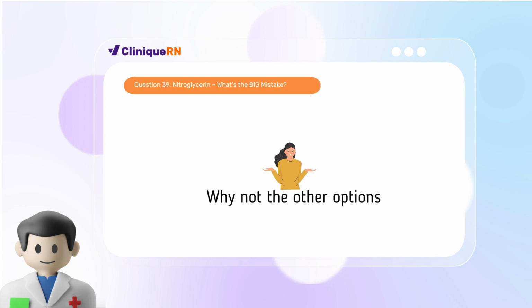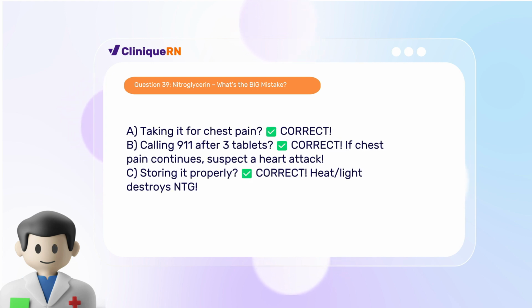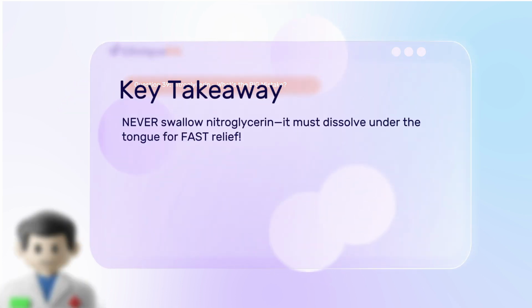Why not the other choices? A. Taking it for chest pain? Correct. B. Calling 911 after 3 tablets? Correct. If chest pain continues, suspect a heart attack. C. Storing it properly? Correct. Heat and light destroy NTG. Key takeaway: never swallow nitroglycerin. It must dissolve under the tongue for fast relief.